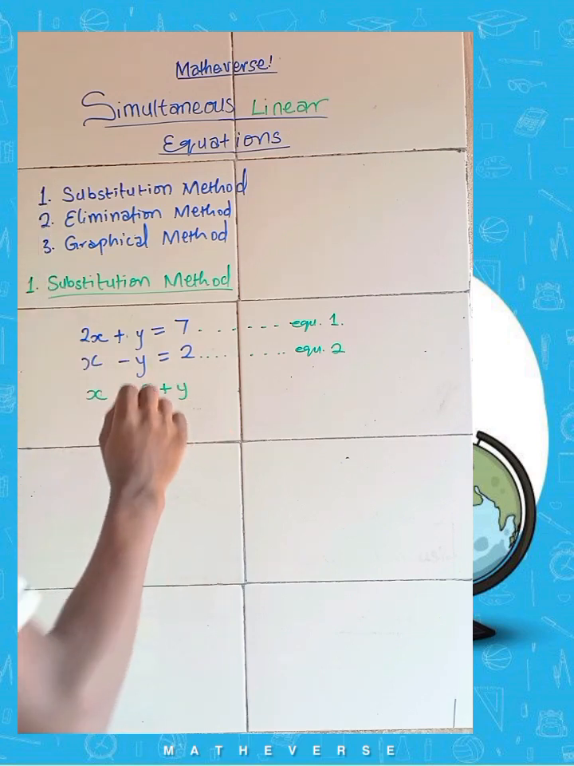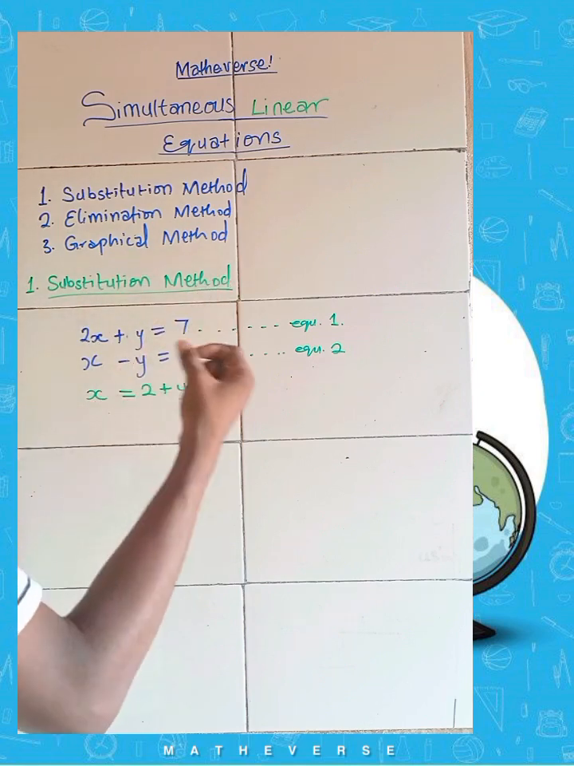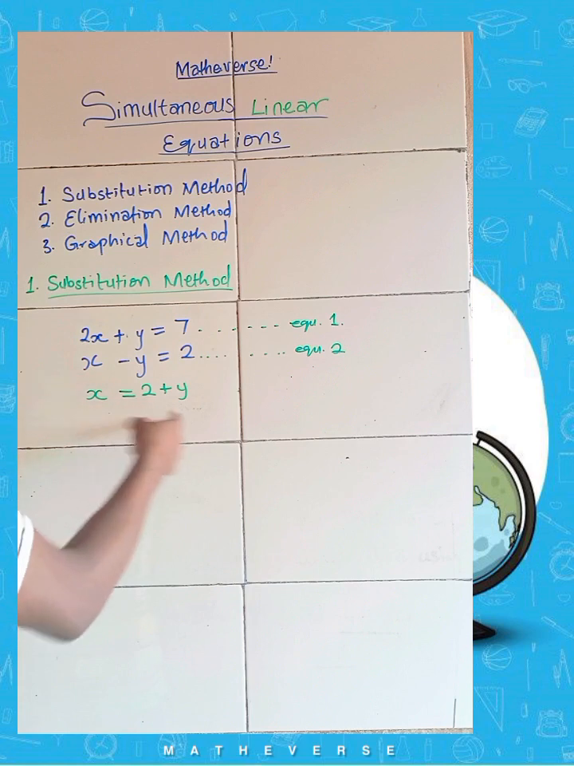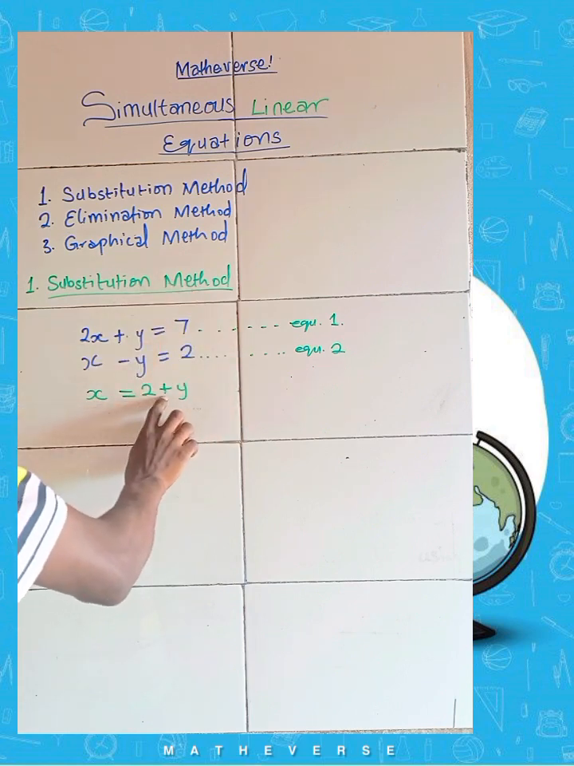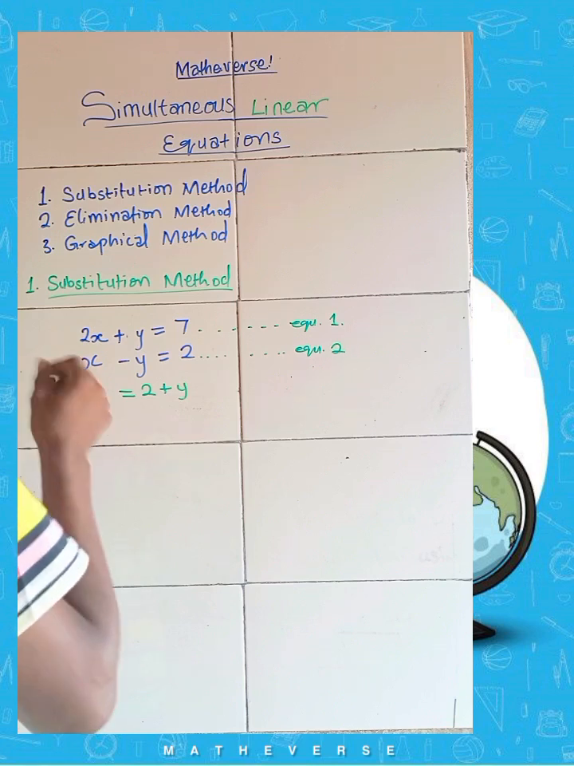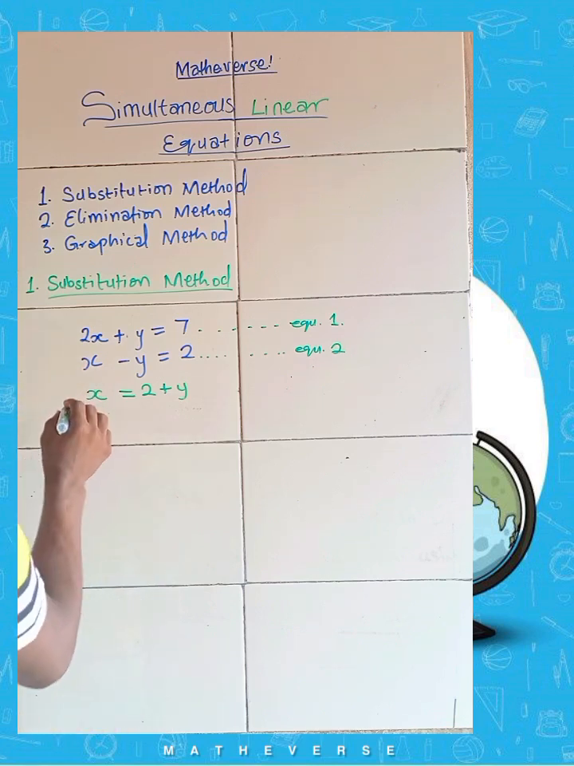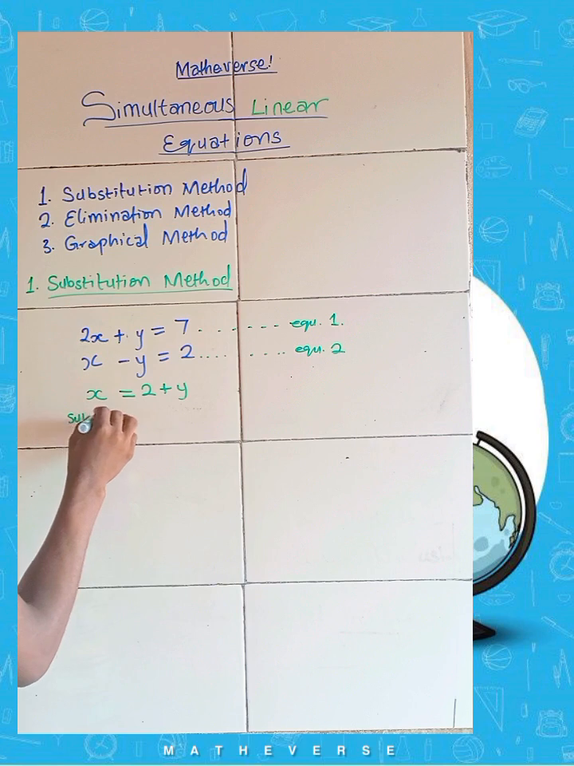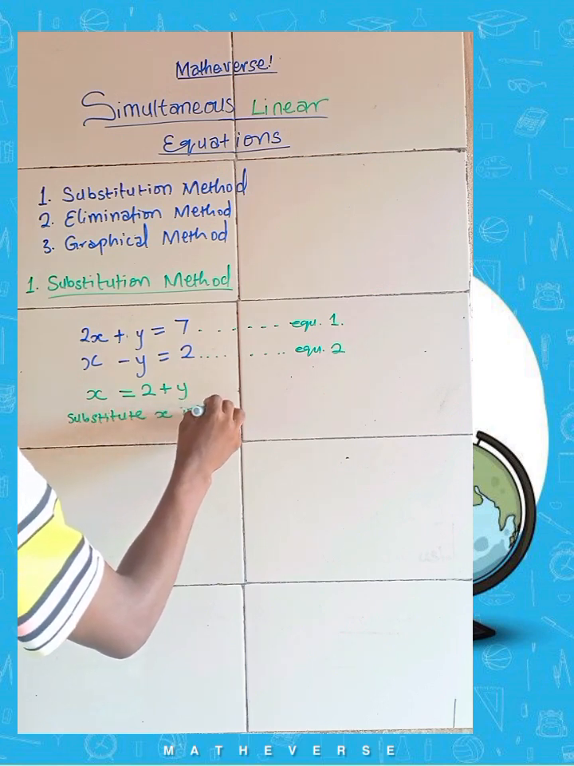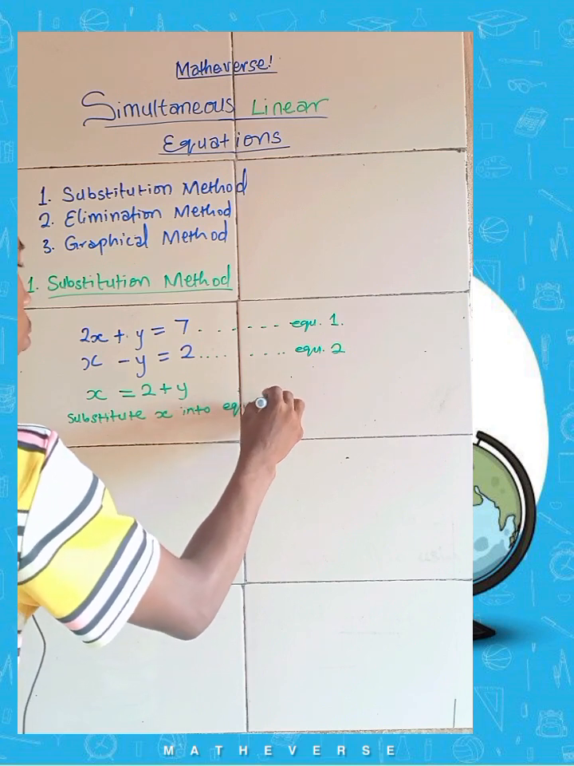Now, because it is substitution, and substitution means to replace something with what it is, we put what x is into the equation. They say x is 2 plus y now. So we'll now put 2 plus y into equation 1. They will now tell you to substitute x into equation 1.